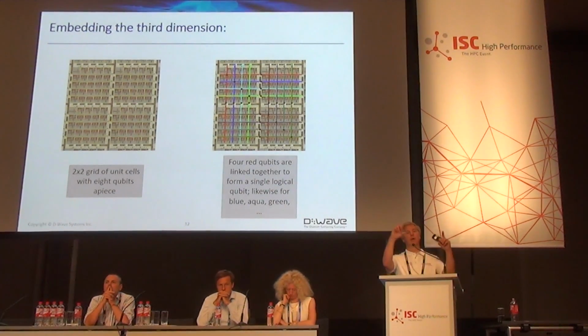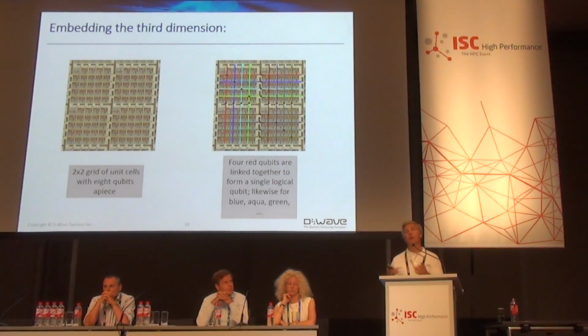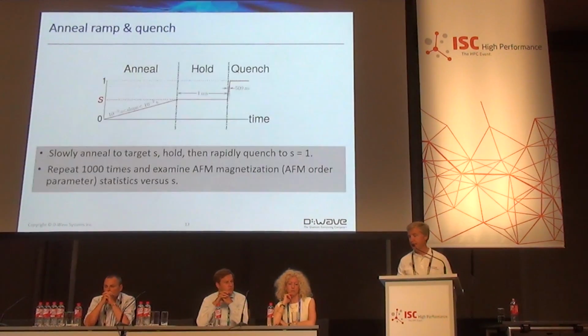Now this is a set of 4 unit cells. Our chip is a total of 16 by 16 unit cells. So this is the vertical dimension, and then the other dimensions of our chip give you the 2 horizontal dimensions. So in essence, that's how he mapped a 3-dimensional cubic lattice into this 2-dimensional structure.